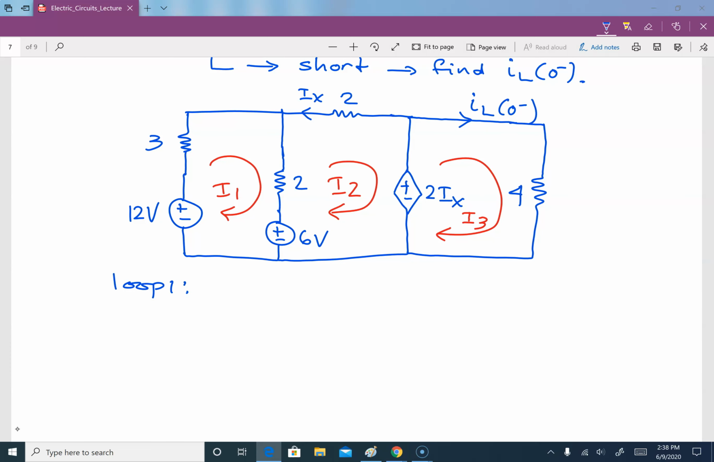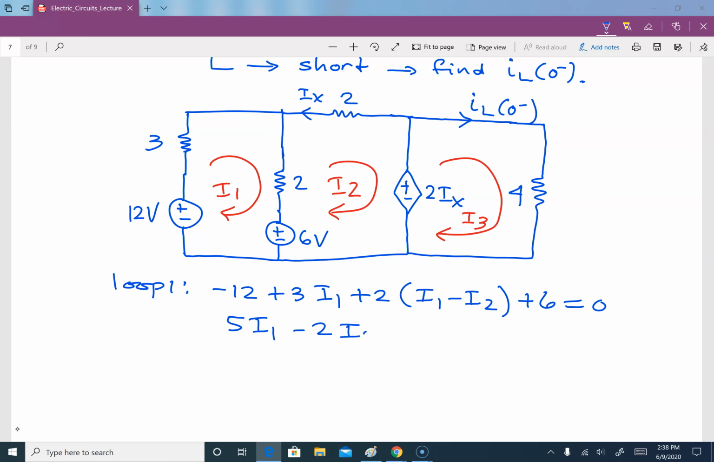So loop 1 is negative 12 plus 3I1 plus 2 times (I1 minus I2) plus 6 is equal to 0. We will collect terms, that is 5I1 minus 2I2, and that is equal to negative 12 plus 6, that is negative 6. Bring it to the other side, it will become 6. And that is our first equation.